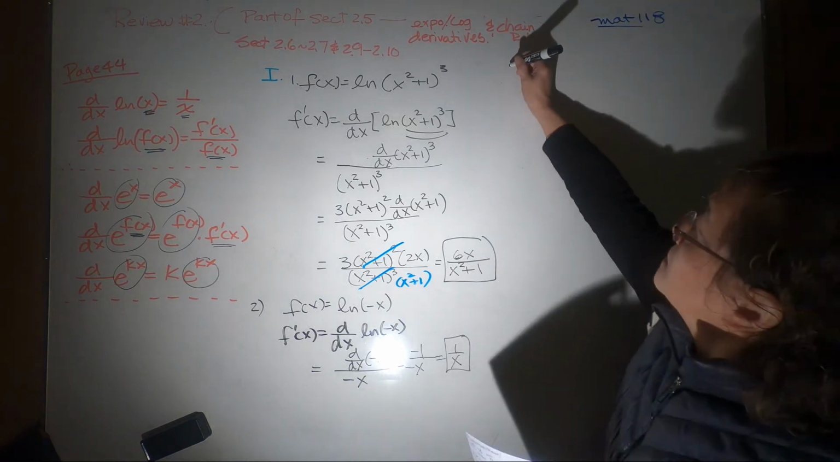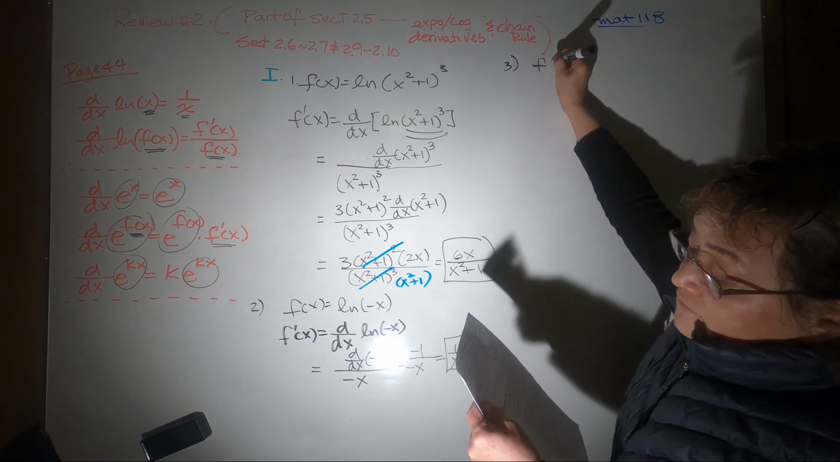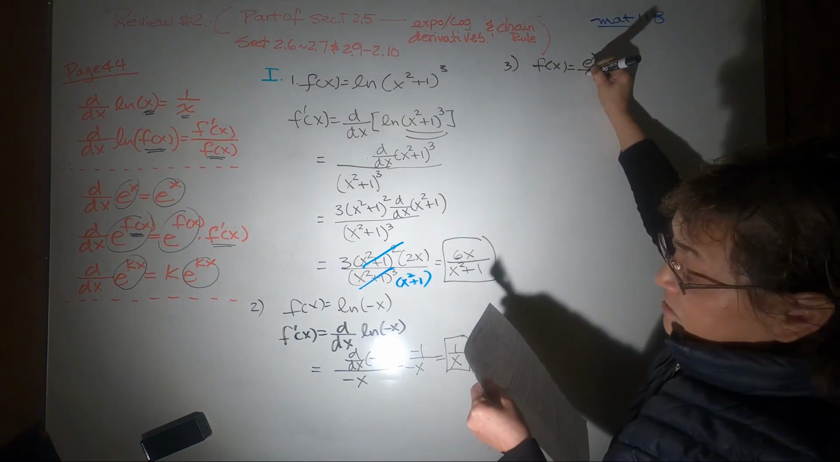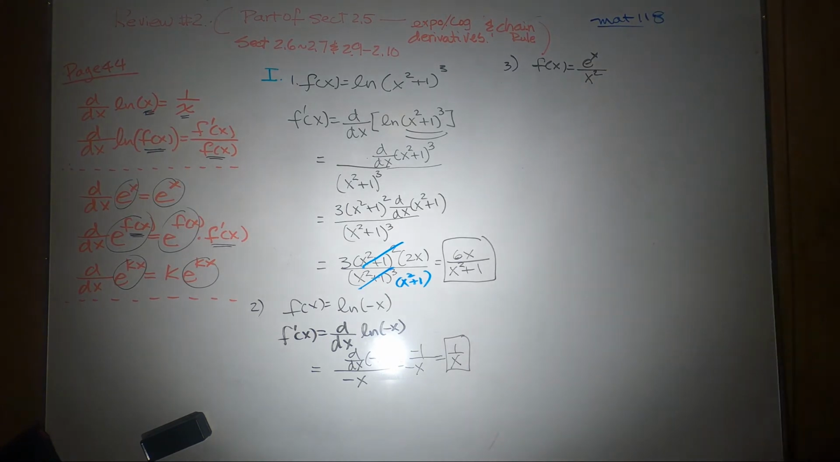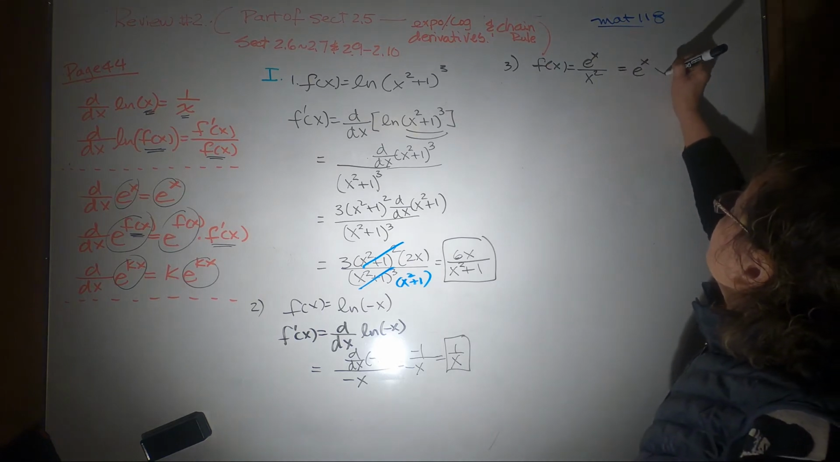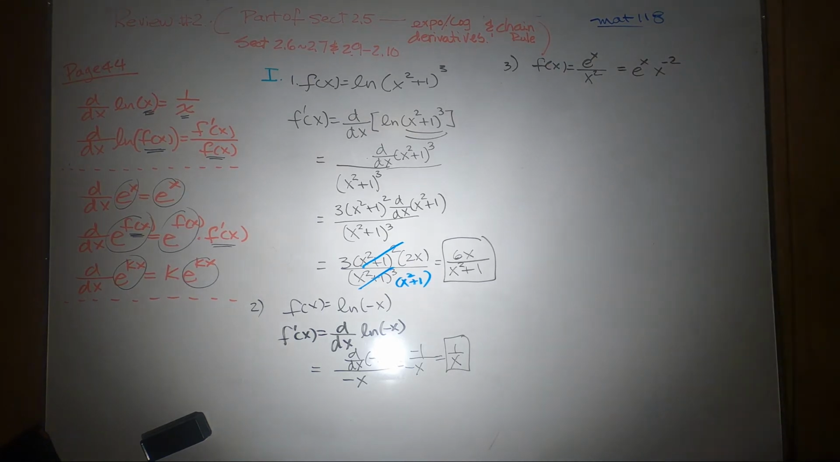Let's see. Third one, your f of x is what? e to the x, over x squared. Okay? So you can do the quotient rule, right? Because it's a division. But I prefer to do the product rule. How about this way?